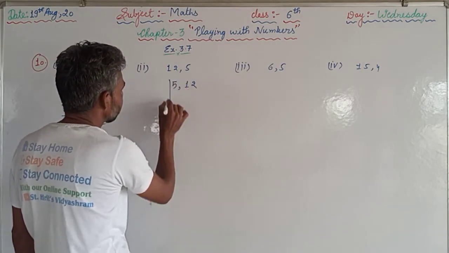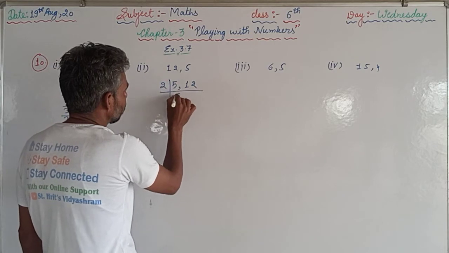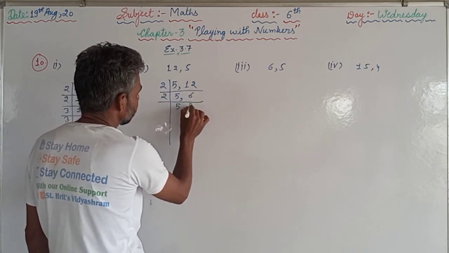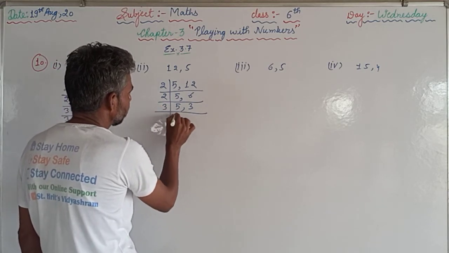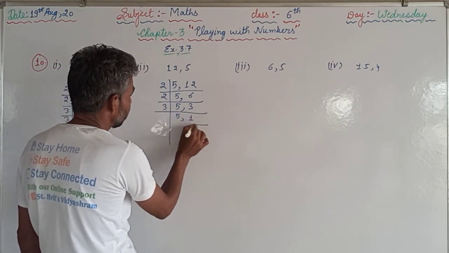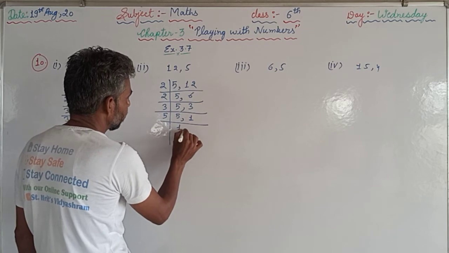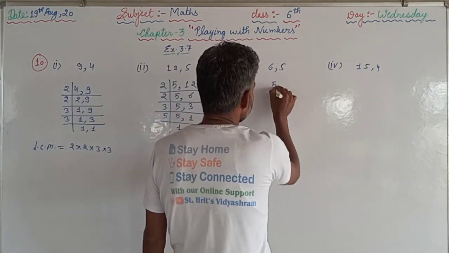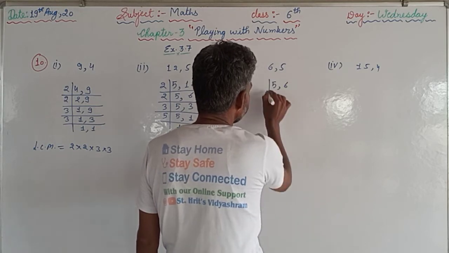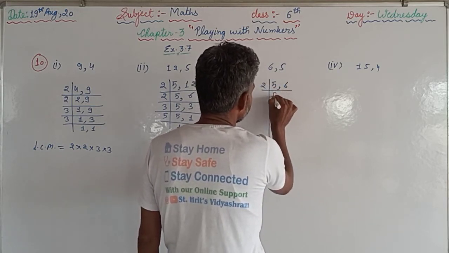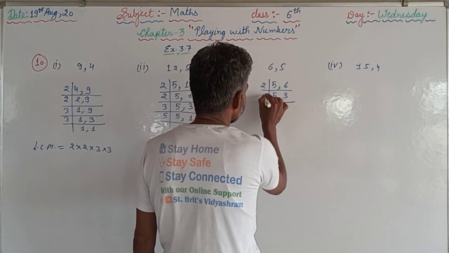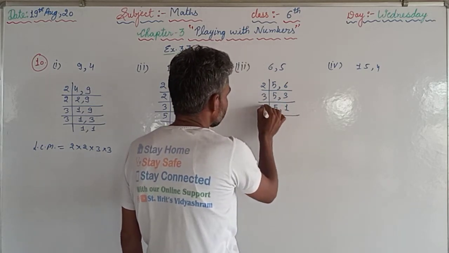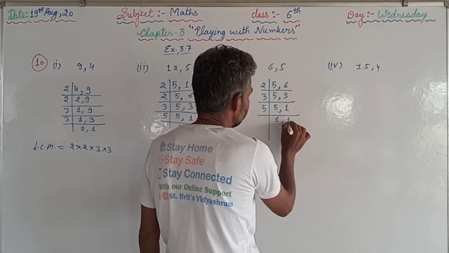Here again we have to find the LCM of 5 and 12. So we will start dividing by 2. 5 will be the same, 2 sixes are 12, 2 fives, 2 threes are 6, 3 5, 3 ones are 3, again 5, 5 ones are 5 and 1. We got 1 1. Here 5 and 6. Again we will start with 2. 2 threes are 6, 5 will be the same, 3 ones are 3, and again 5.